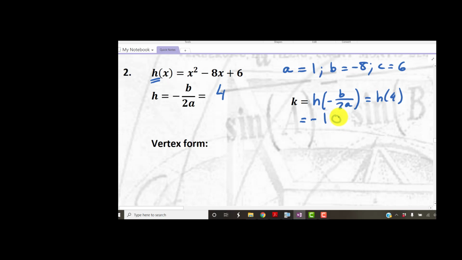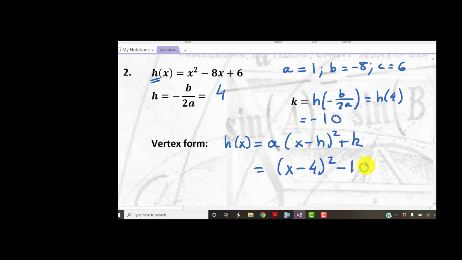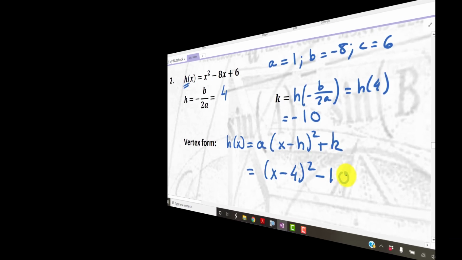And so I know the vertex form. The vertex form is h of x is a times x minus h squared plus k. So in this case, a is 1, right? So it is x minus 4 squared plus k. That means minus 10. k equals negative 10. Here we go. Let's go over a second example.